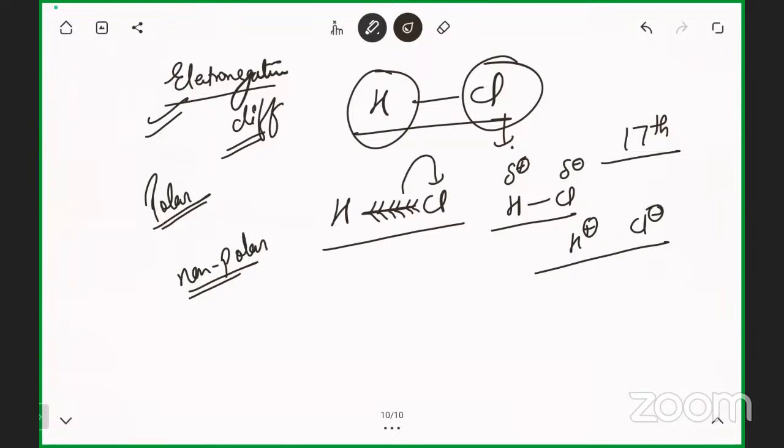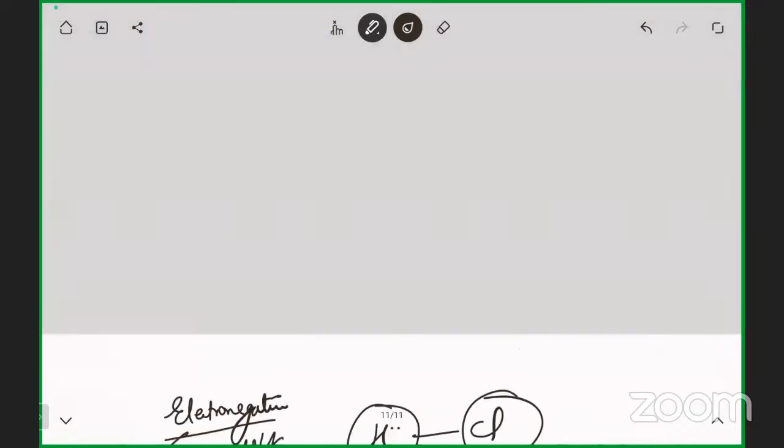In which block do you have the highest electronegative elements? P block, 17th group. P block, and which group? 17th group, the halogens.